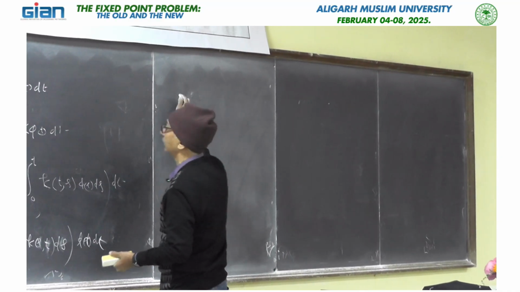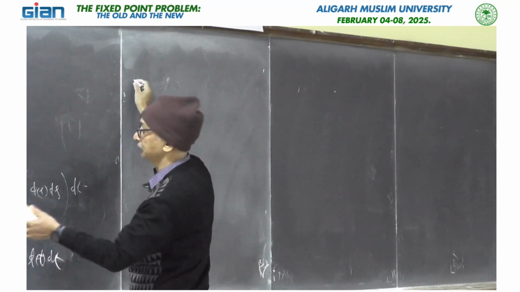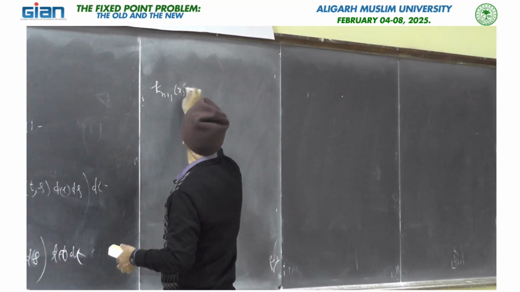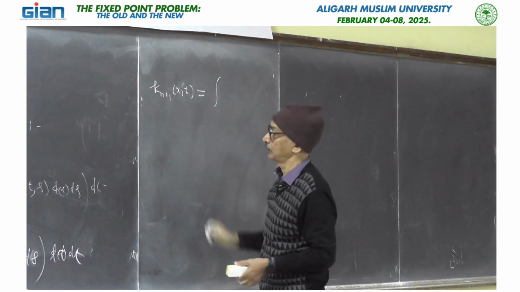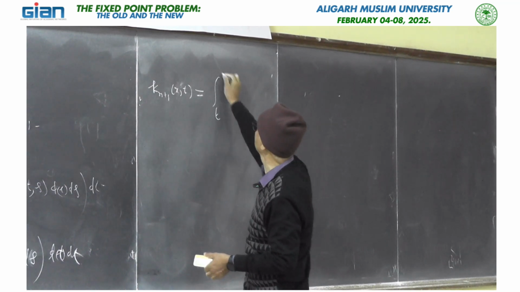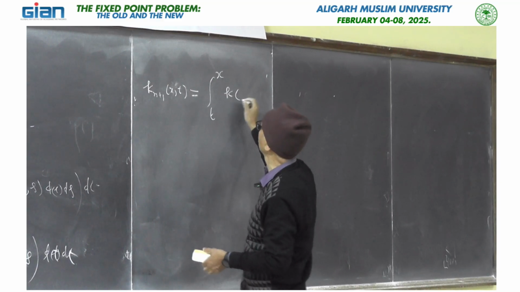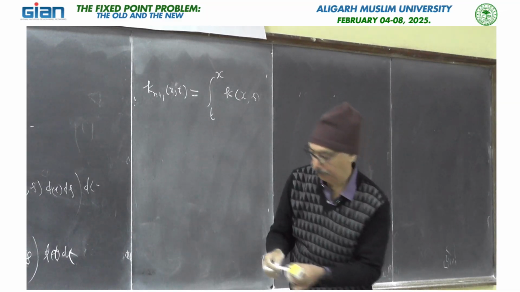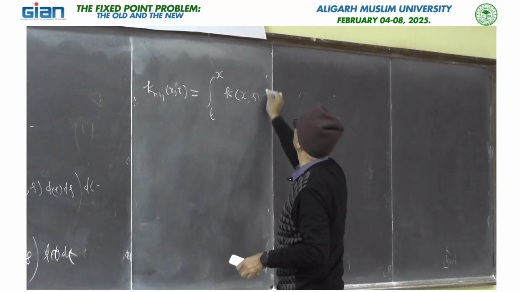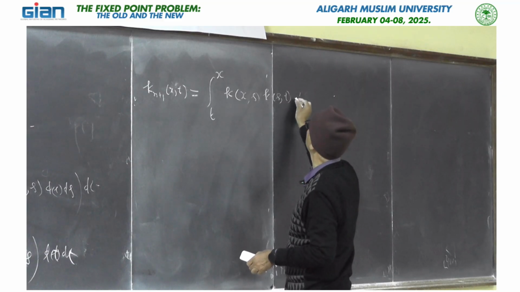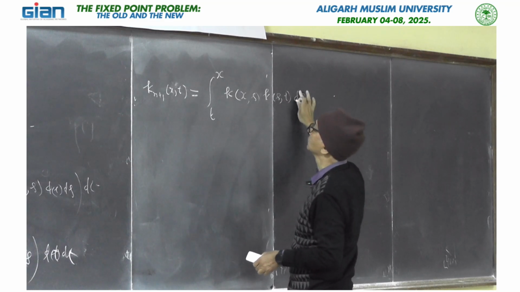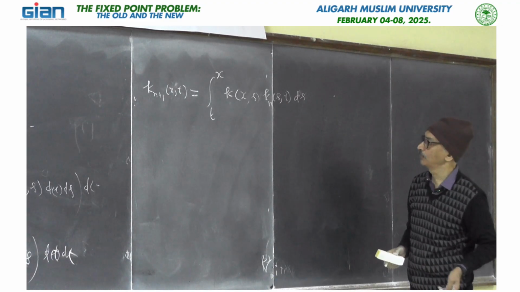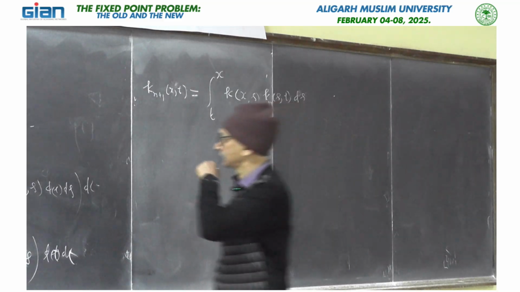Okay, so then what we have for the general one is that K_{n+1}(x,t) equals the integral from t to x of K(x,s) K_n(s,t) ds, and here or here it really doesn't matter. Now, we need to get certain estimates on this.